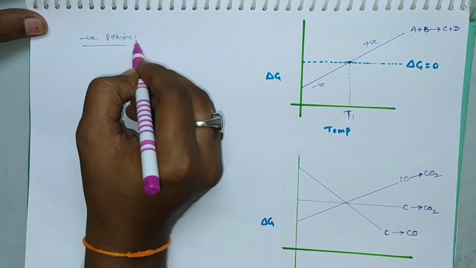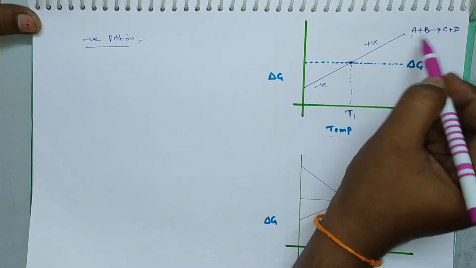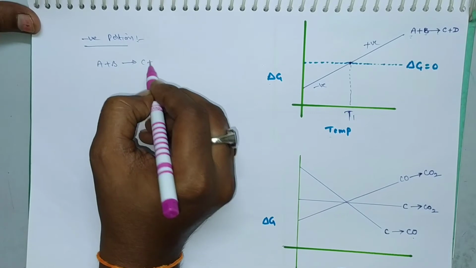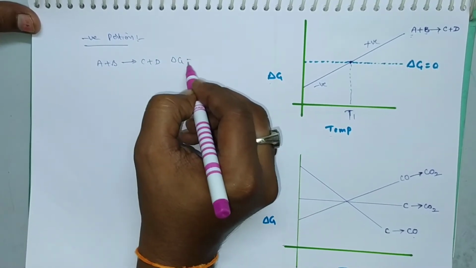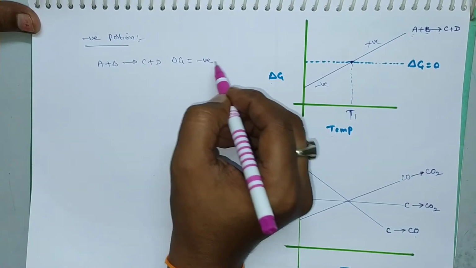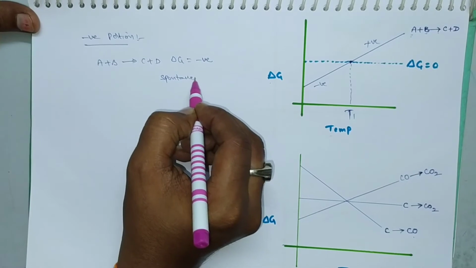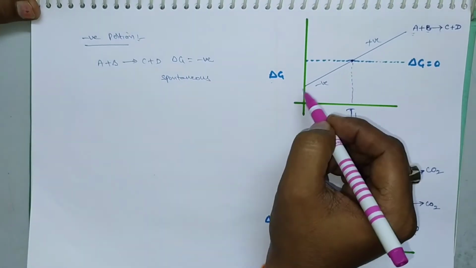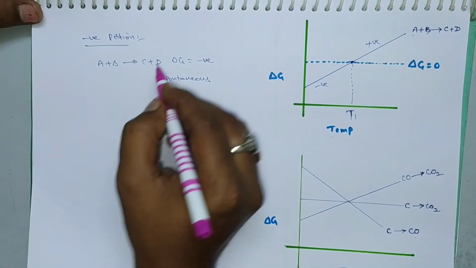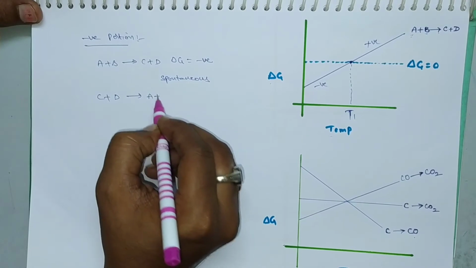In the negative portion of the curve, if you consider the equation A plus B gives rise to C plus D, here the delta G value is negative. If the delta G is negative, then the reaction is said to be spontaneous. So this reaction is spontaneous. Suppose you consider the reverse reaction of this first reaction, that is C plus D gives rise to A plus B.